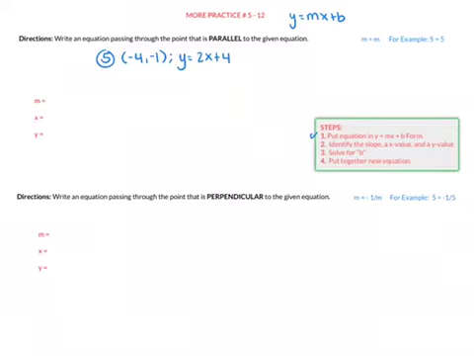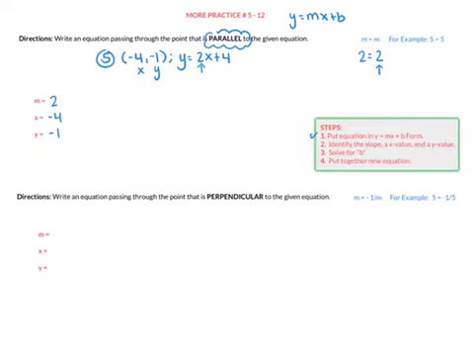So when I identify these pieces, the slope is 2. The x value that it gives us is -4, and the y value that it gives us is -1. Right, and then before we start looking for the next piece, we want to make sure that we're using the slope that this calls for. Since we want a parallel line, we want the slopes to match. So if the slope for our equation is 2, the slope for the equation we write will also be 2.